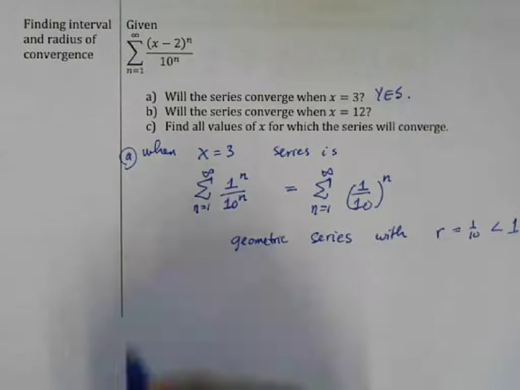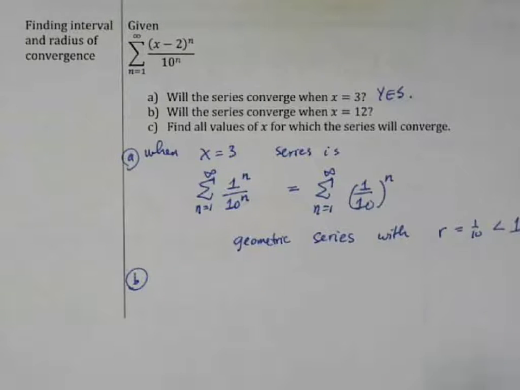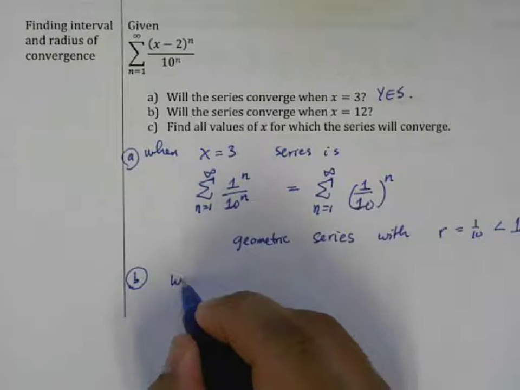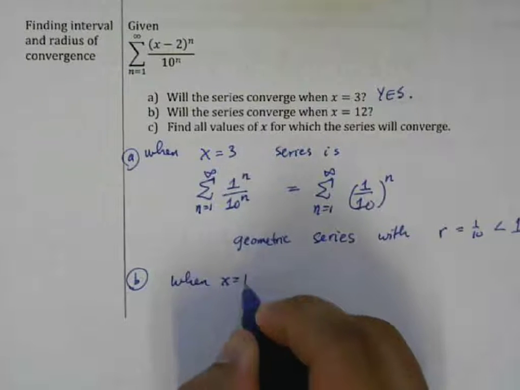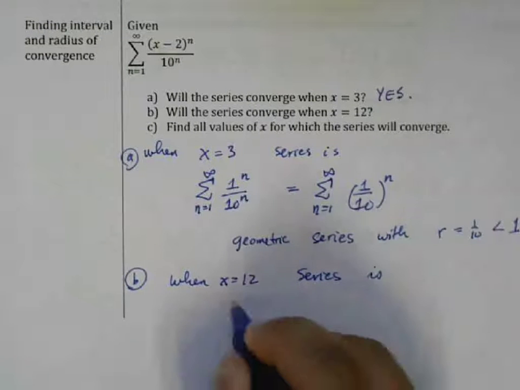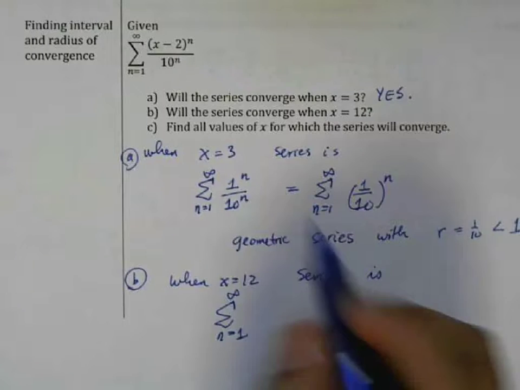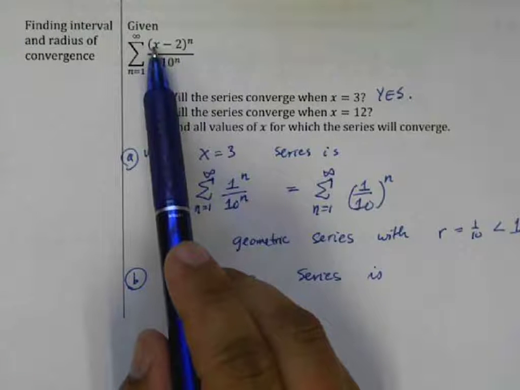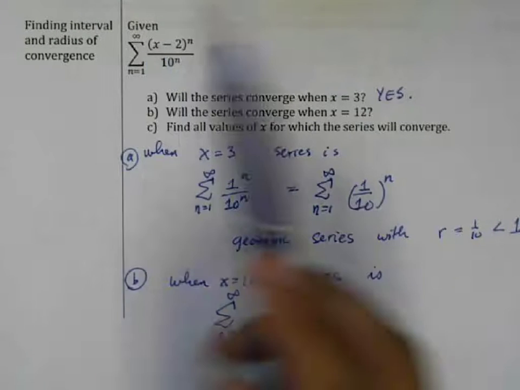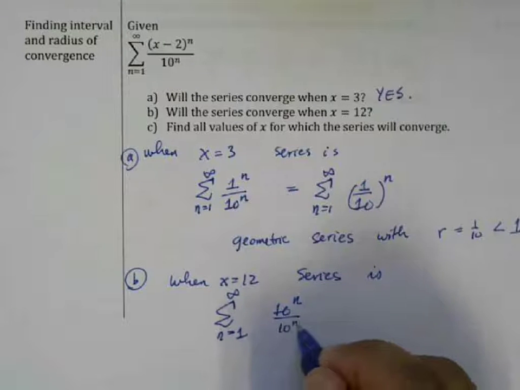So for part B, will the series converge if x is equal to 12? Well, we can do the same thing again. When x is equal to 12, the series that we have is the sum from n equals 1 to infinity, we're substituting 12 in here, so 12 minus 2 is 10 to the nth in the numerator, 10 to the nth in the denominator.